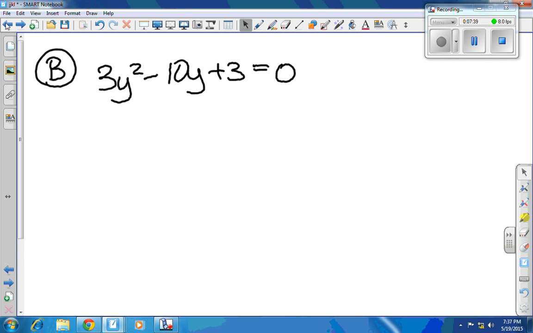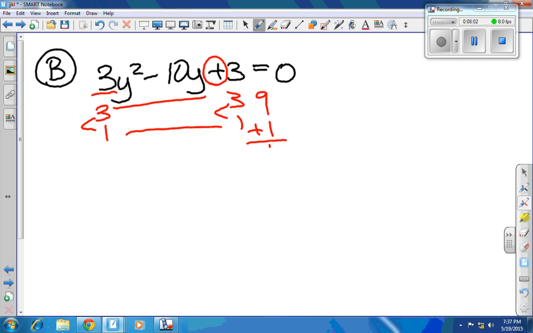Letter B, 3y squared minus 10y plus 3. You first check and make sure that a is positive, and it is. A is equal to 3. 3, negative 10, and 3 have no factors in common, so we're not going to pull anything out. We're going to go ahead and factor 3. Once again, we're going to add our products. 3 times 3 we get 9, 1 times 1 we get 1, and we get 10.